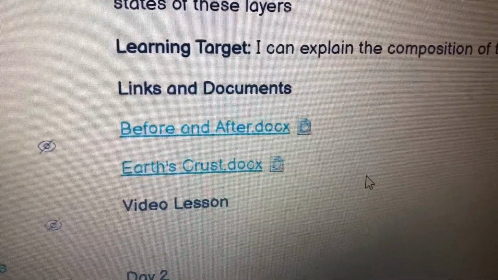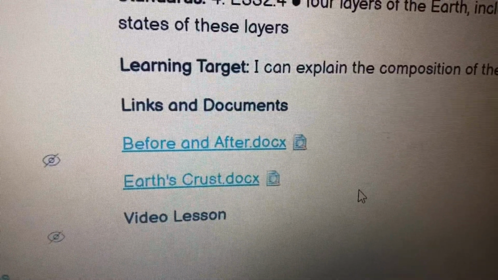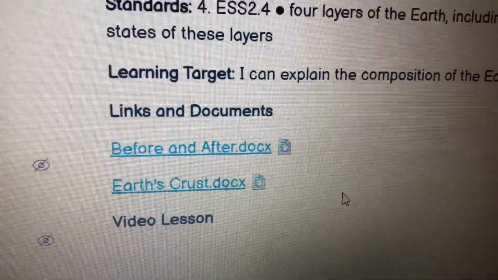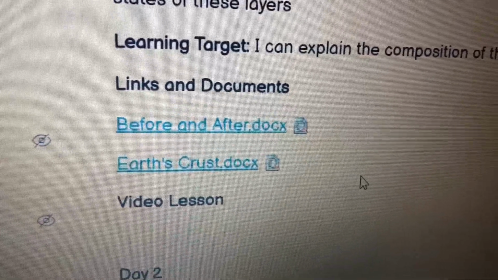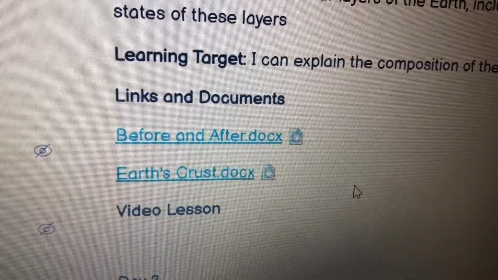Because today, we need to be very clear about understanding, okay? Being able to explain everything about Earth's crust. And you're going to find a lot of information there. So go ahead and open that document, read it, and take your notes.